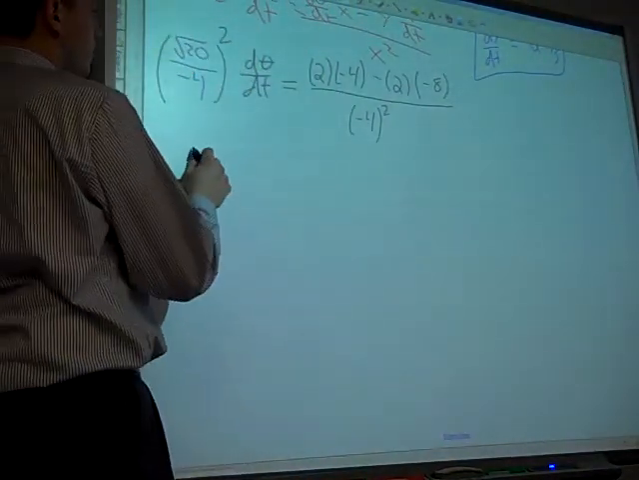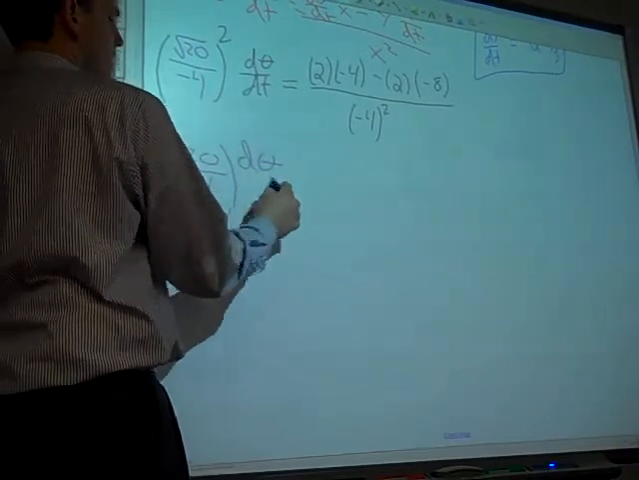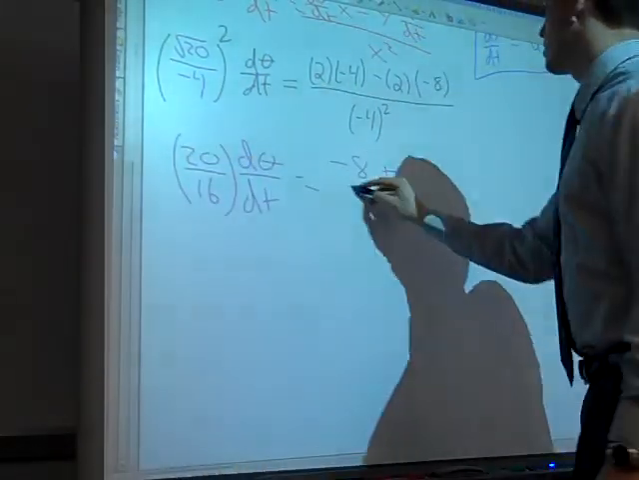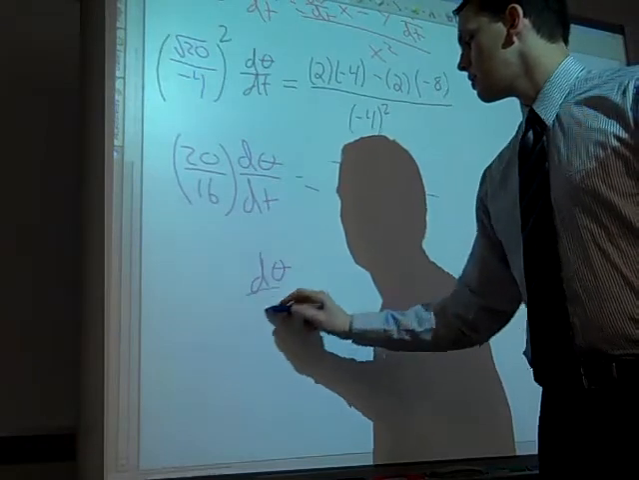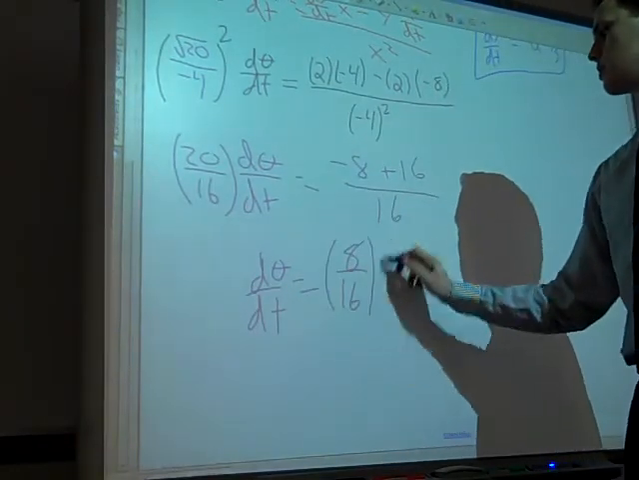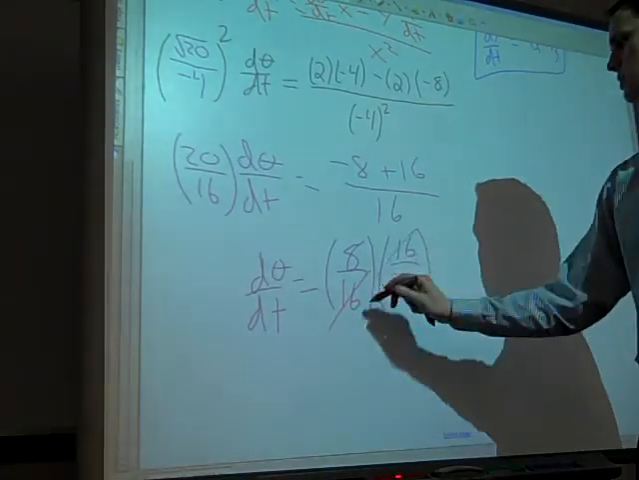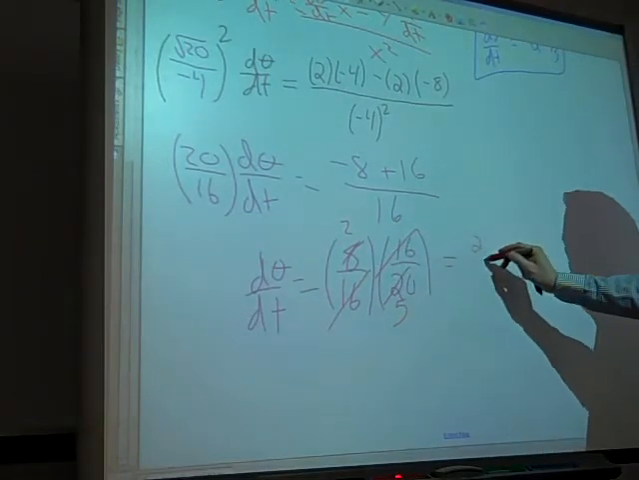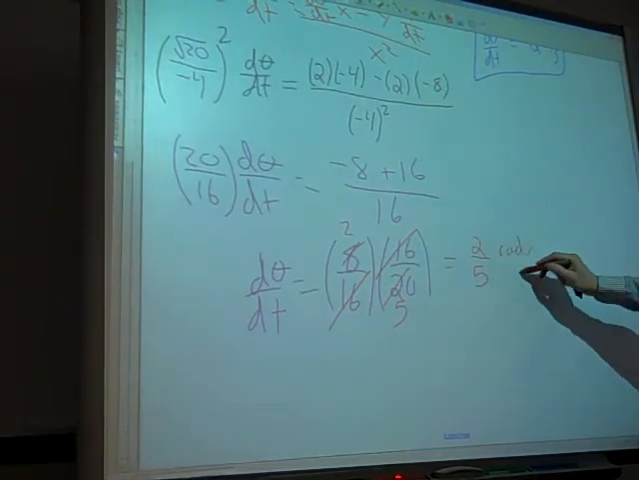Solving, this becomes 20/16 times dθ/dt equals negative 8 plus 16 over 16. So dθ/dt equals 8/16 times 16/20. The 16s cancel. 4 goes into this 2 times, that 5 times. We get 2/5 radians per second.